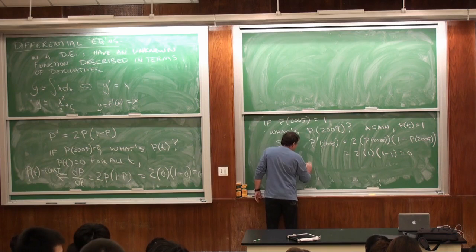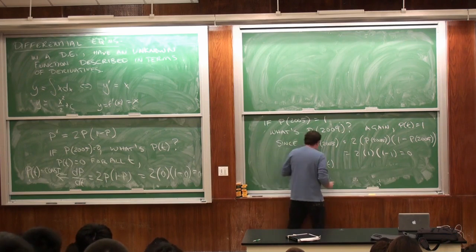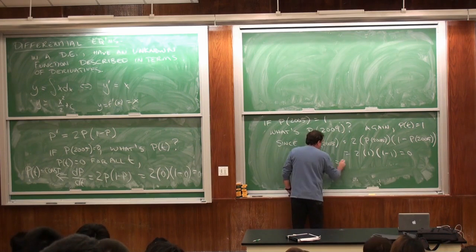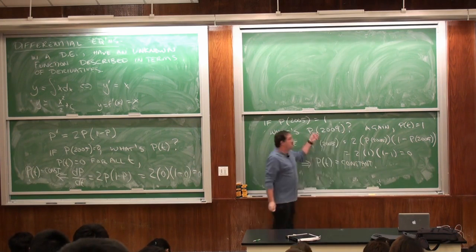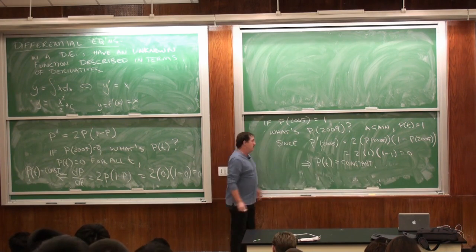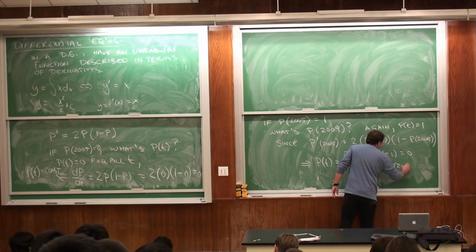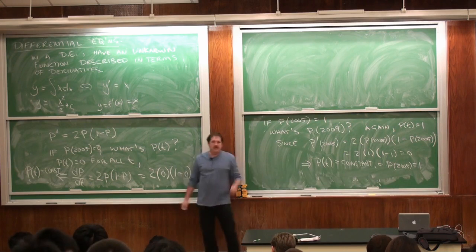So the function is another constant. This time the constant is 1. So again, the population doesn't change.